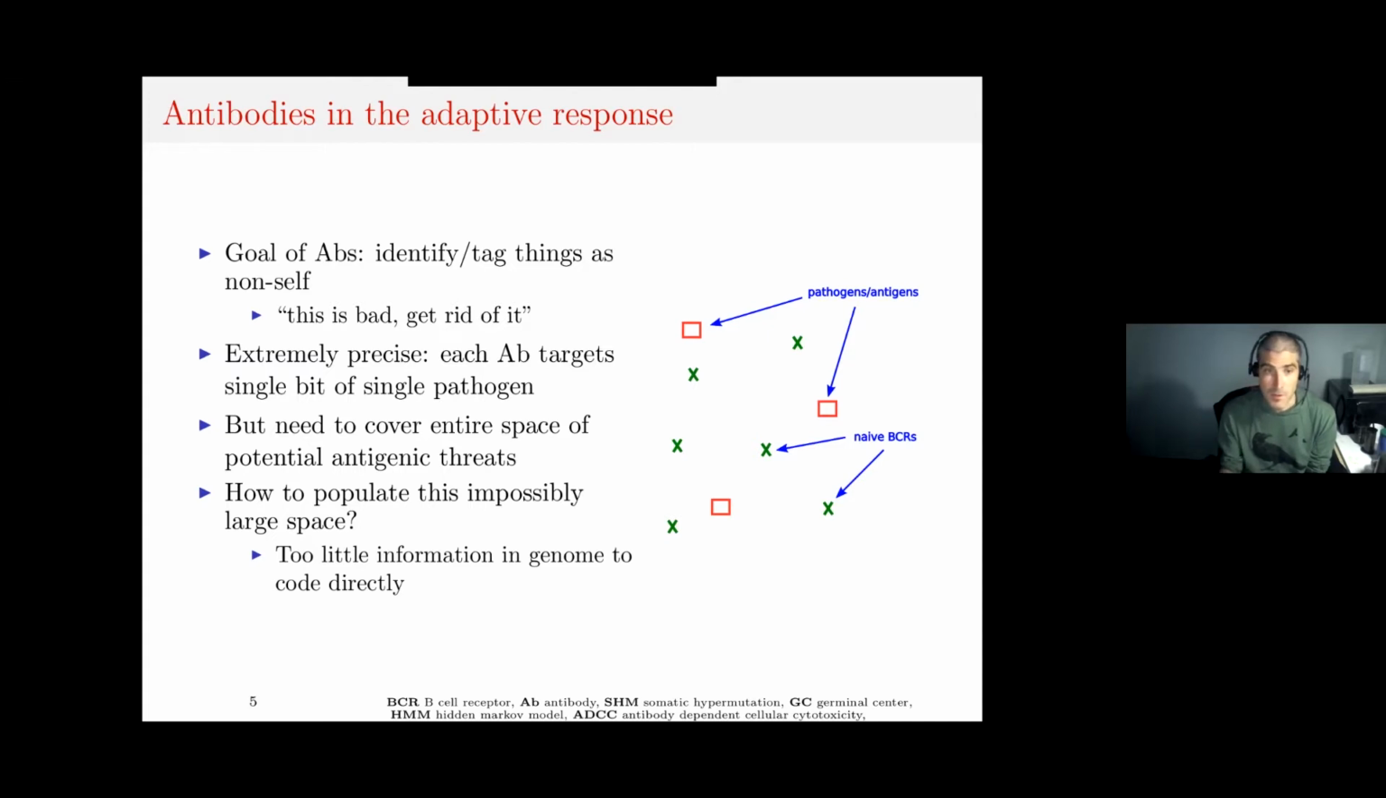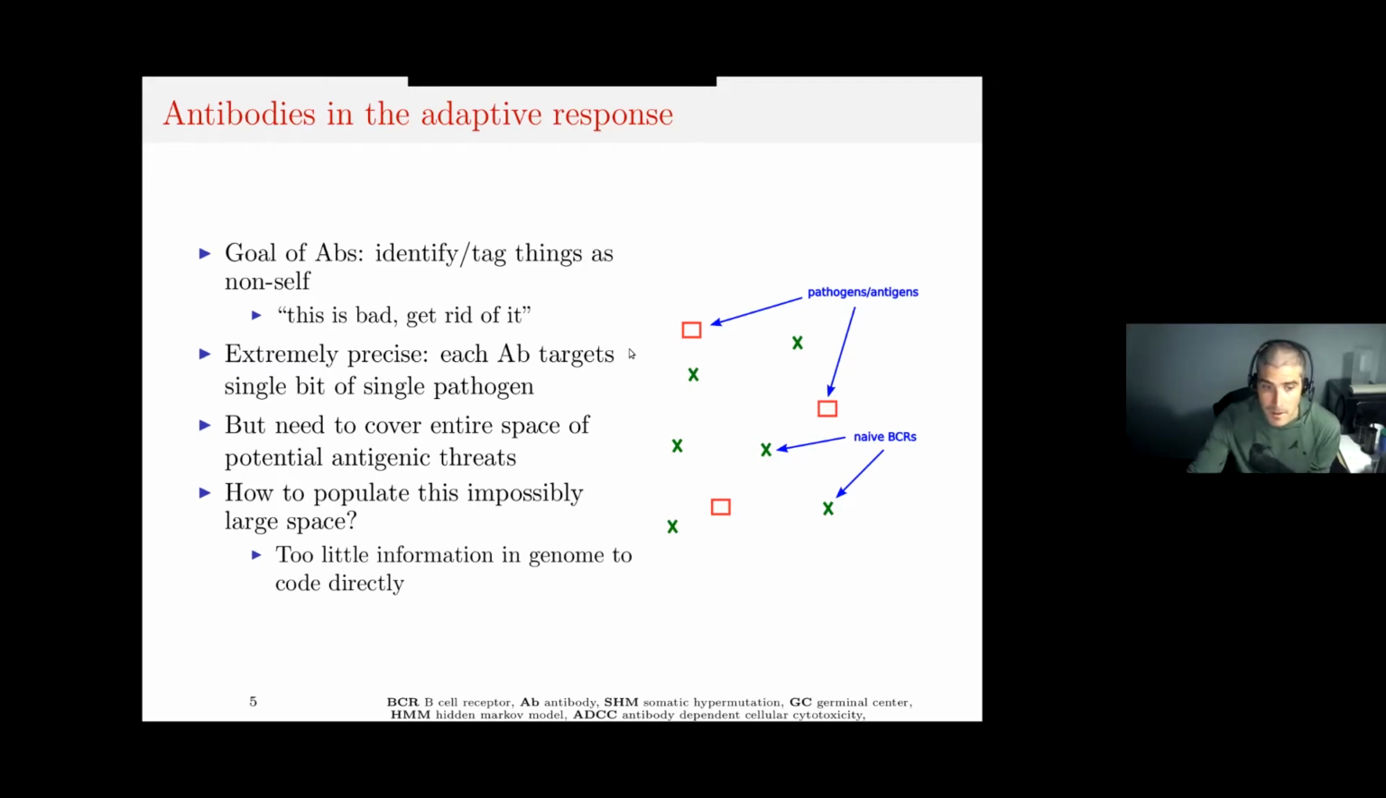And this precision is really important because in a lot of cases, if you have antibodies that aren't very specific, that bind to several different things, that can be the source of a lot of diseases. So we want antibodies to be able to very specifically bind to a particular pathogen, but we also need antibodies that can cover the entire space of potential pathogenic threats that we might encounter. And this space is basically the space of all possible peptides that are like 15 or 20 amino acids long. So it is, of course, incredibly large and incredibly high dimensional.